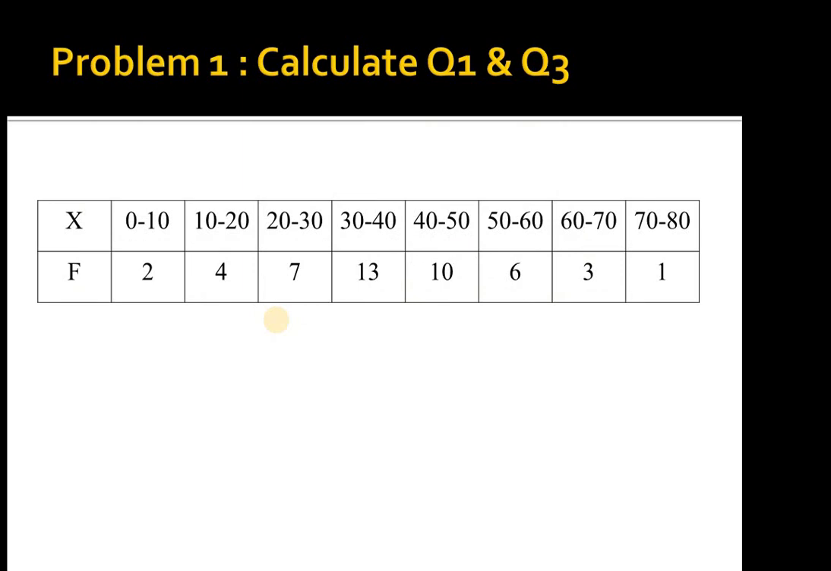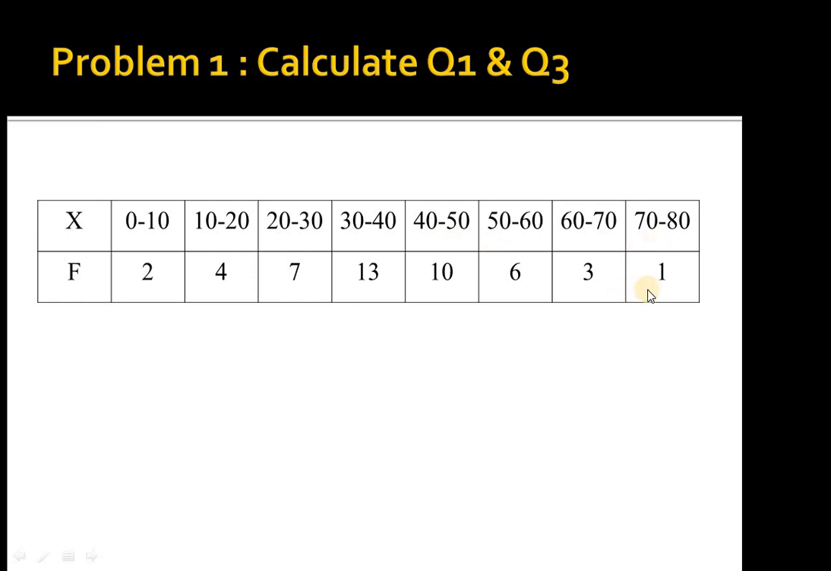So here we have a first problem. Calculate Q1 and Q3. In examinations, they may ask for Q1 and Q3, and sometimes they may ask for all three: calculate Q1, Q2 and Q3. Q2 is nothing but the median. If they ask for Q2, or mention the median, you can do it in the same way. Here they have given the class intervals, 0 to 10, up to 80, and the frequencies.